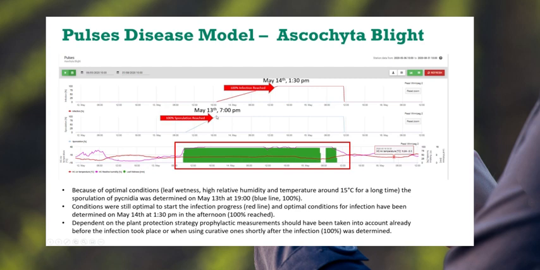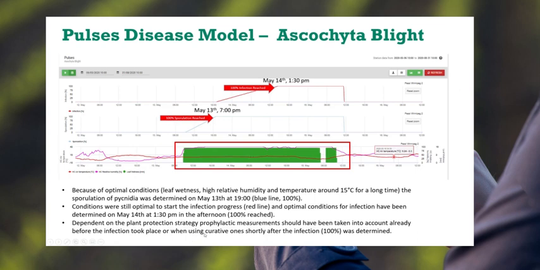where we reached at 7 p.m. 100% sporulation, and then the infection period took place, and that reached on May 14th at 1:30 p.m. 100%. And that's driven off of, as you can see, high humidity and long leaf wetness periods. So because of optimal conditions, the sporulation of pycnidia was determined here on May 13th at around 7 p.m. And then the conditions were still optimal for the start of the infection period because of this continuing high humidity, and it reached 100% again on the 14th at 1:30 p.m.